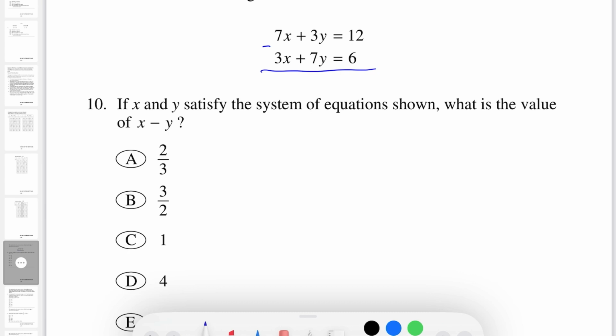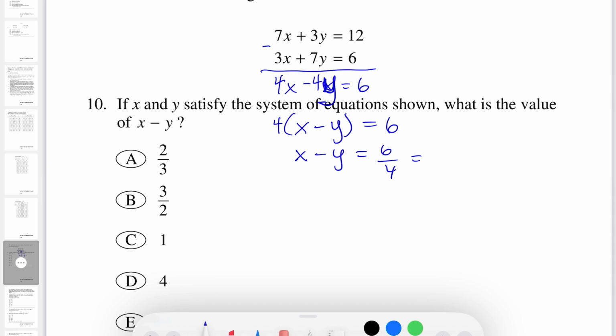7x minus 3x is 4x. 3y minus 7y is negative 4y. And then 12 minus 6 is 6. And I can factor out a 4. Ooh, I wrote x. This is x. This is supposed to be y. So 4 times x minus y equals 6. That means x minus y equals 6 fourths, or 3 halves. So our answer is B.